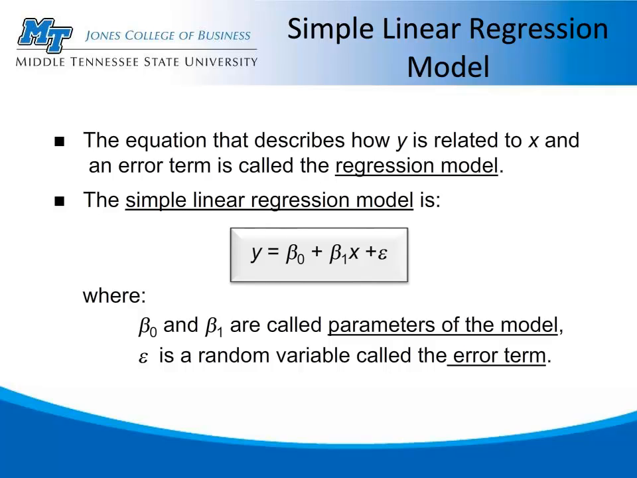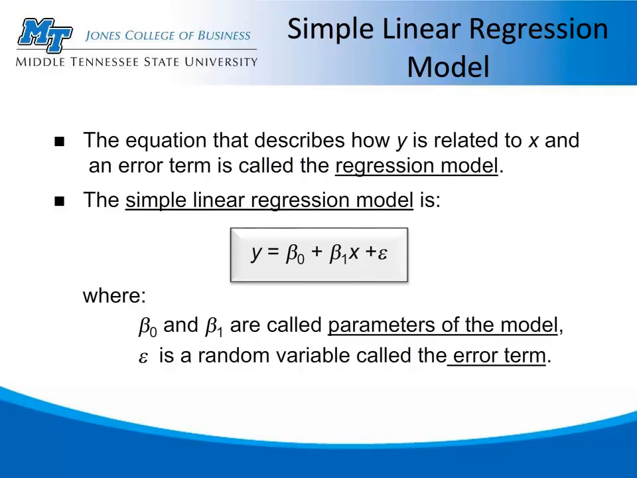Now let me give you an example of this. Suppose that x is the square footage in a house, and y is what you're going to pay for the house. That's the selling price. Let's say it's in dollars. So if the x value is 2,000, you have a 2,000 square foot house, you could plug in 2,000 for x, and if you know what beta 1 is, and if you know what beta 0 is, you can come up with a predicted value for the selling price.